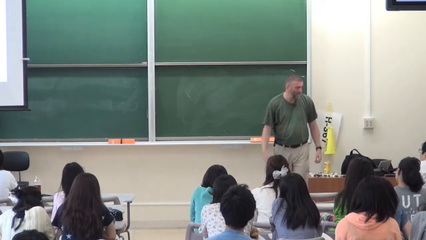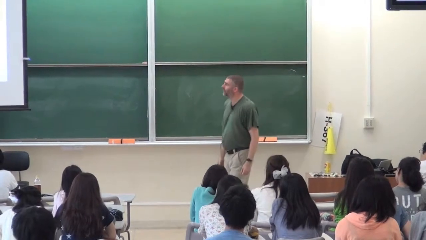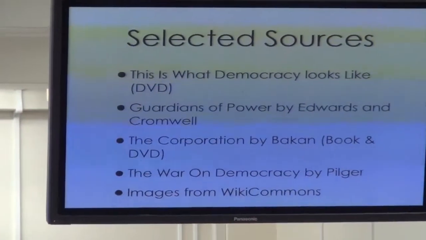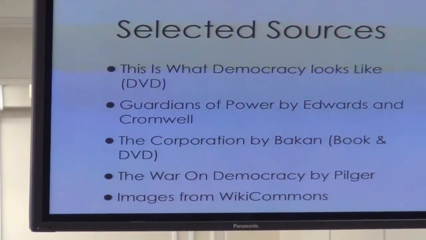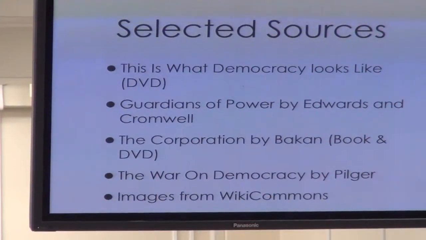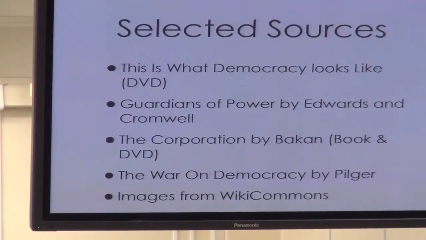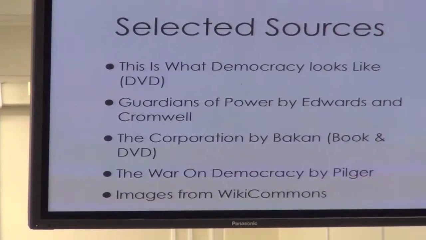So, these are some of the sources that I used. The DVD is This Is What Democracy Looks Like, and some of the readings, Guardians of Power, War and Democracy and so on. The Corporation has a whole load of stuff on this, and there's a DVD as well.